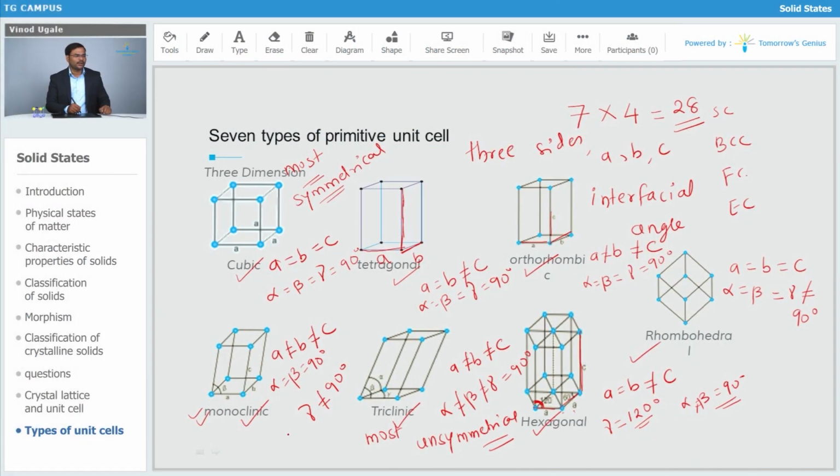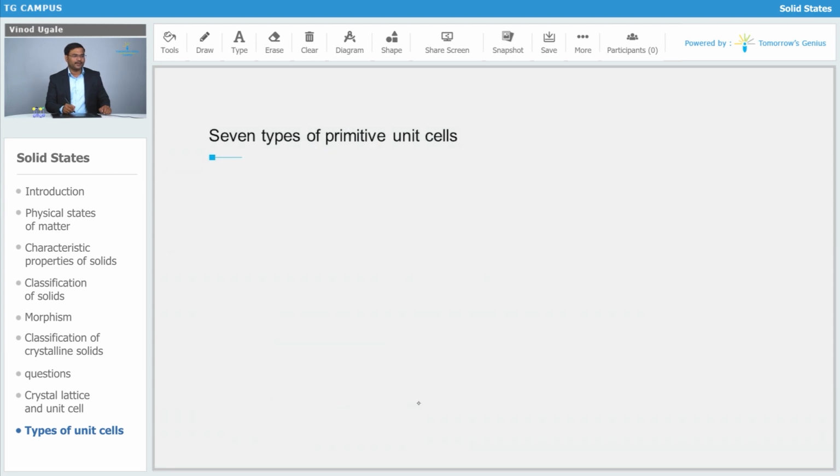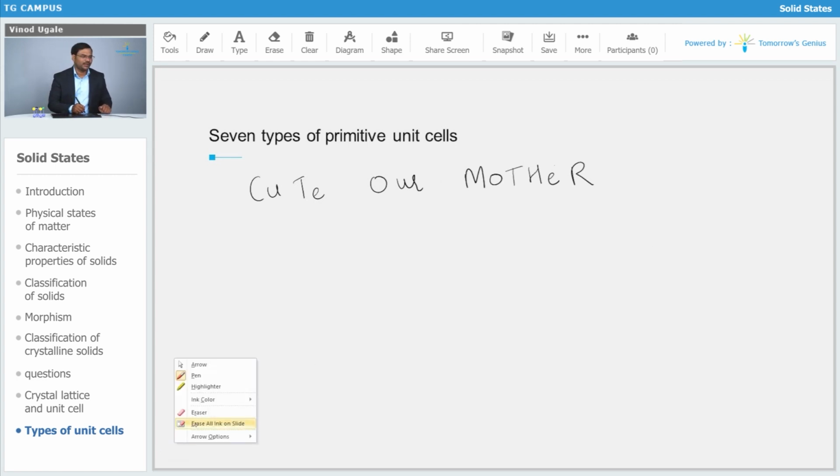So what you can do, you can memorize one sentence, and that sentence is like this. The sentence is, "Cute our mother." Now let me explain what it is going to be.